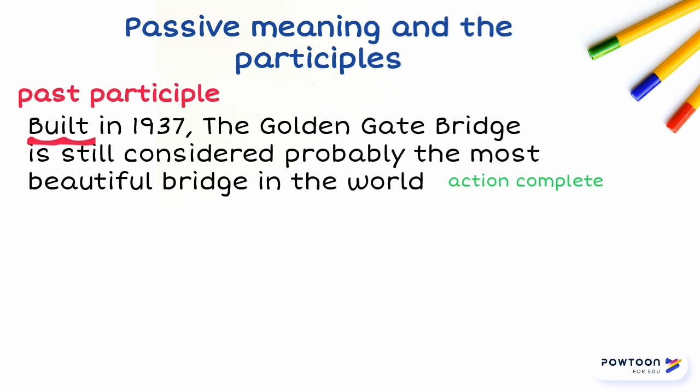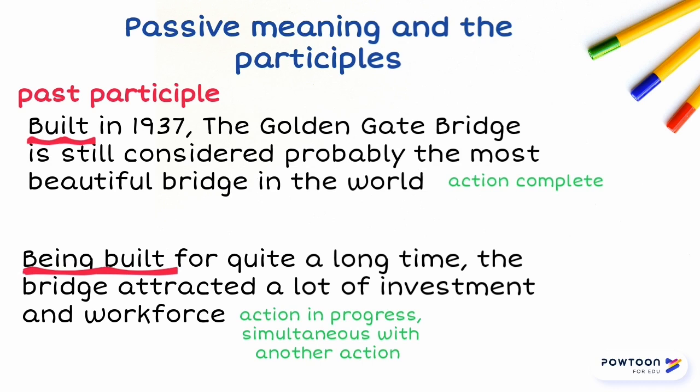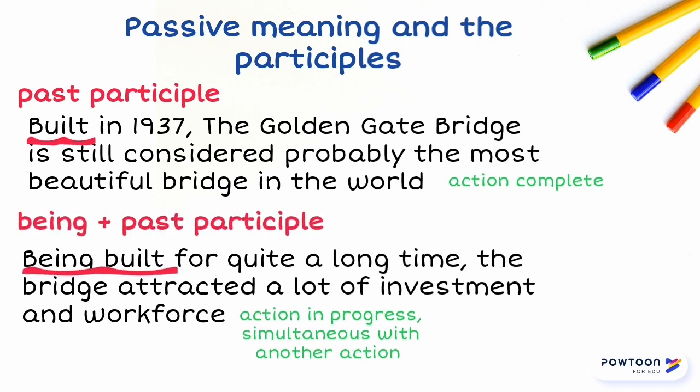Look at the second sentence, please. Being built for quite a long time, the bridge attracted a lot of investment and workforce. In this case, we're using the present participle of the verb to be plus past participle. And this construction shows that the action is in progress, and it's more about an action which is simultaneous with another action. So, a lot of investment and workforce came at the same time when the bridge was being built. And what is important, being built is also about some passive action, so being plus past participle expresses the idea of passive meaning.